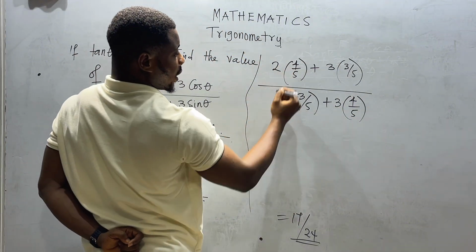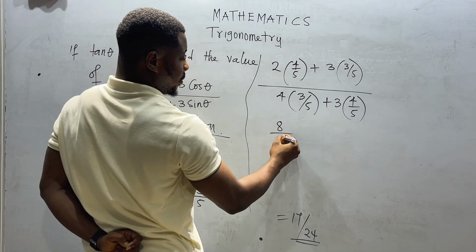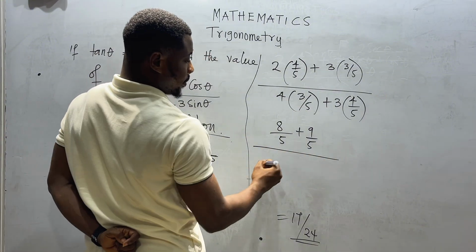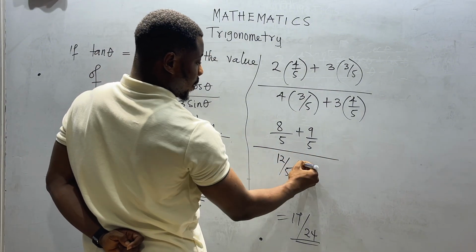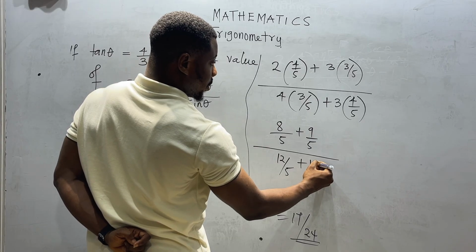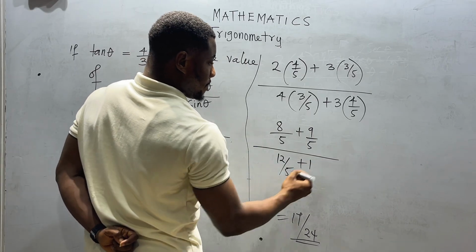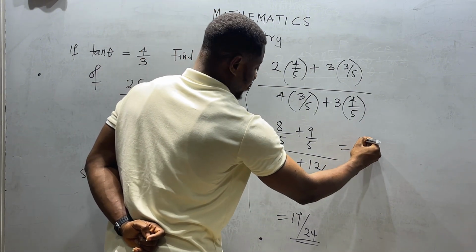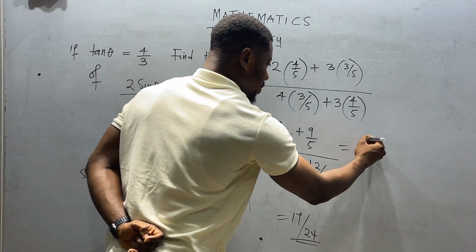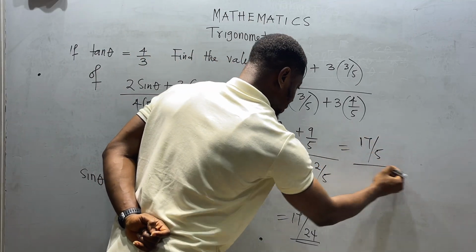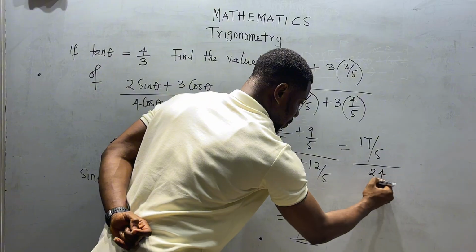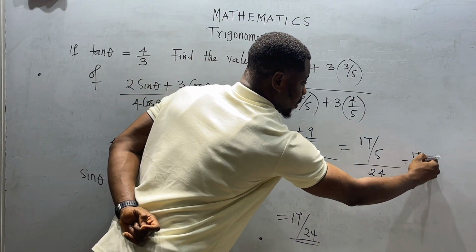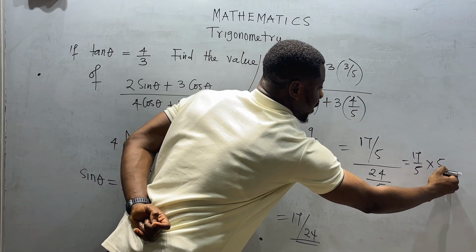So in this case, if I multiply 2 times 4 is 8 divided by 5 plus 9 over 5, divided by 12 over 5 plus 12 over 5 again. So what we have here becomes 17 over 5 divided by 24 over 5. So this gives us 17 over 5 times 5 over 24.